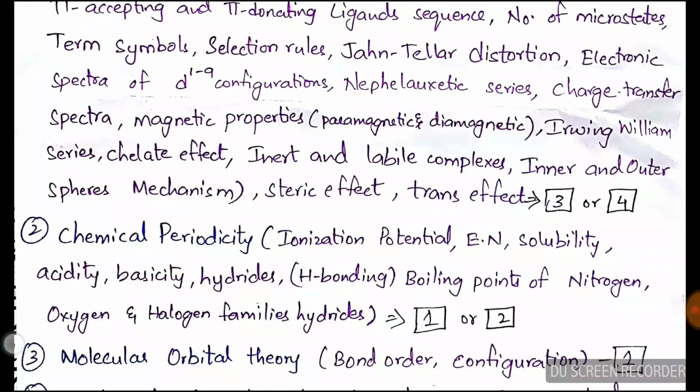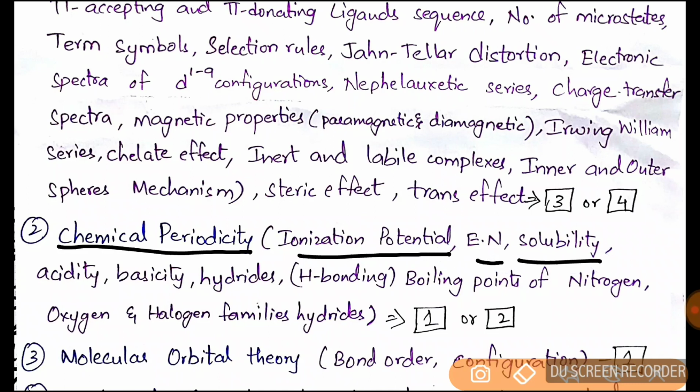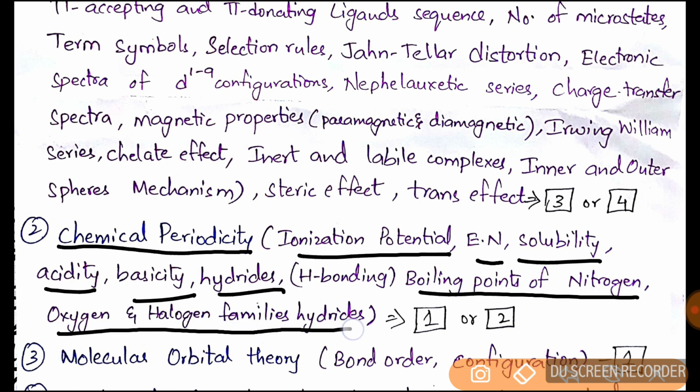And coming to chemical periodicity, you can expect a definite question from chemical periodicity, and the major areas are ionization potential, electronegativity, solubility, acidity, basicity, hydrides, boiling points of nitrogen, oxygen, and halogen family hydrides. So you can expect 1 or 2 questions definitely from chemical periodicity.